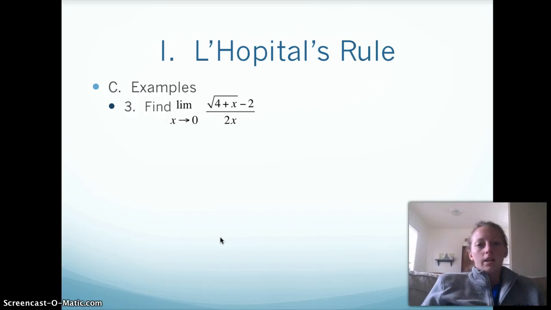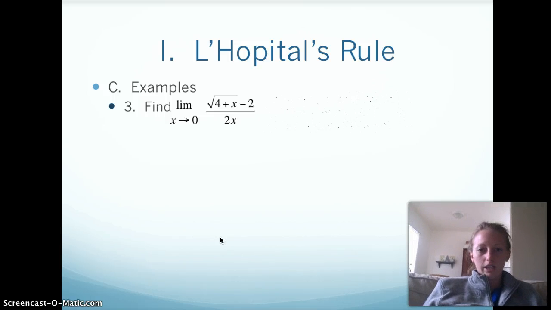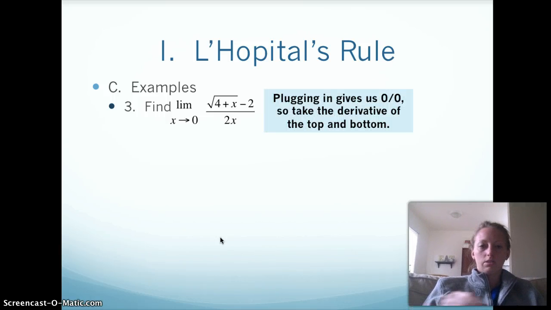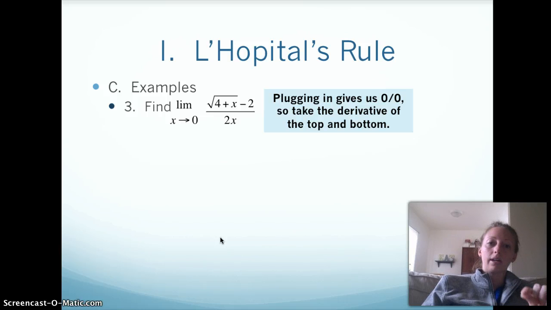So go ahead. You can bet that when you plug it in, you will get 0 over 0. So go ahead and take a minute, pause it if you need to, and find the derivative of the top piece and the bottom piece. Remember, again, you are not doing quotient rule. It's the top alone and the bottom alone.